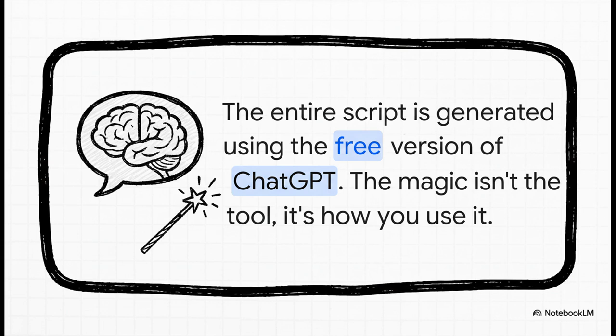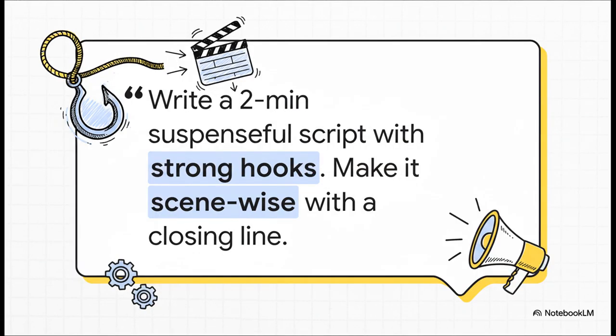But here's the thing, and this is really the key. The magic isn't the tool. It's all about how you talk to it, how you prompt it. Just look at how specific this prompt is. We're not just saying, write me a script. No, this is a detailed set of instructions. We're asking for strong hooks, we want it scene-wise. These little details tell the AI exactly the kind of format and style you need for a killer video script.